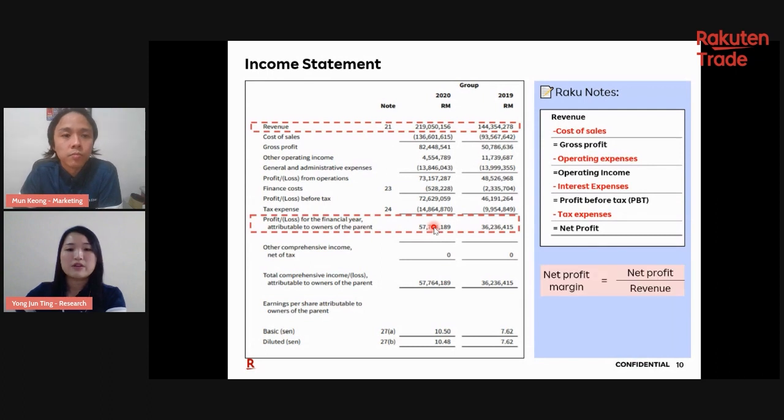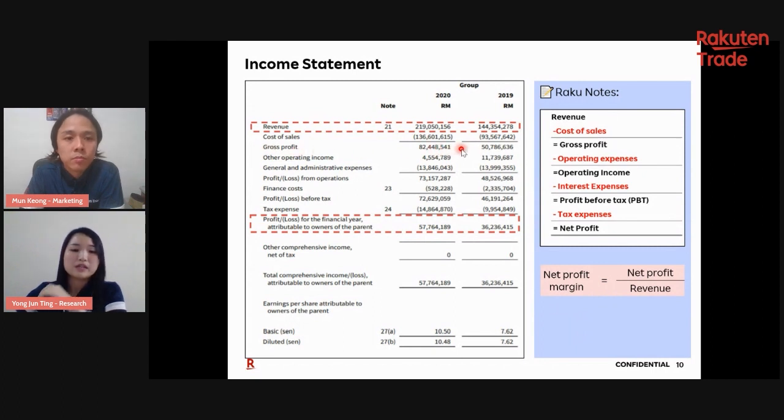There's another very important margin here, which we call net profit margin, equal to your net profit divided by your revenue. Let's say your net profit margin is 10%. It means that for every 100 ringgit worth of products that you sell, you get back 10 ringgit and put it in your pocket. Other than your net profit, there is another level that I would like to highlight, which is gross profit.